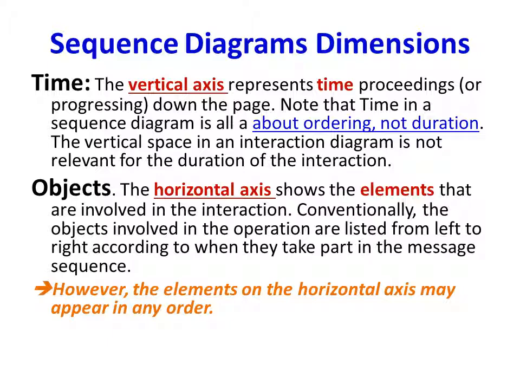As I said previously, the sequence diagram shows the order of methods or actions that should be executed. So here there's a time which is represented as a vertical axis. The vertical axis represents the time proceeding or progressing down the page. The time here is used to represent the order, not the duration. We don't model the duration of the process or the object. We just show the order.